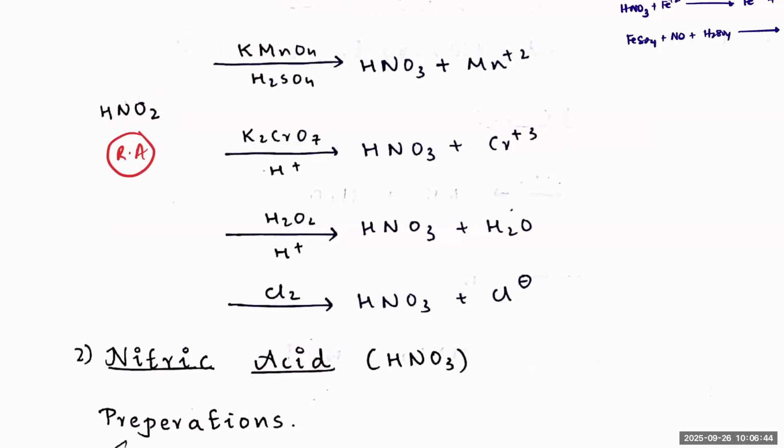Most of the compounds, we use these. They are good oxidizing agents. They'll convert into these respective compounds, and HNO2 in this case will convert into HNO3.